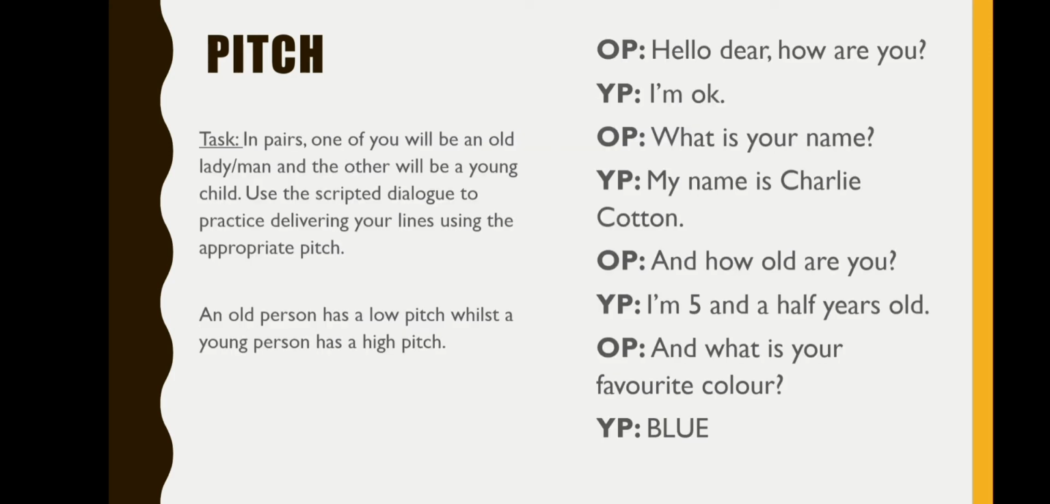Task. In pairs, one of you will be an old lady or man, and the other will be a young child. Use the scripted dialogue to practice delivering your lines using the appropriate pitch. An old person has a low pitch, whilst a young person has a high pitch.